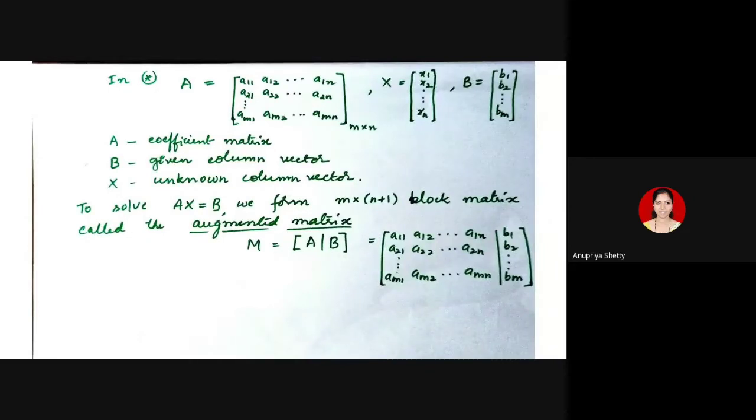After applying operations on M, see here M is a combination of A and B. Since you are applying row operations, it's the same as applying row operations on the rows of A, and also applying the same operations on the rows of B. After applying row operations, the two blocks will remain as they are, but entries will change. So the first block would have changed to some new matrix A dash, and the second block to some B dash. Next, we will try to solve A dash x equal to B dash. Since we have applied row operations, A dash and B dash will be in a simpler form.